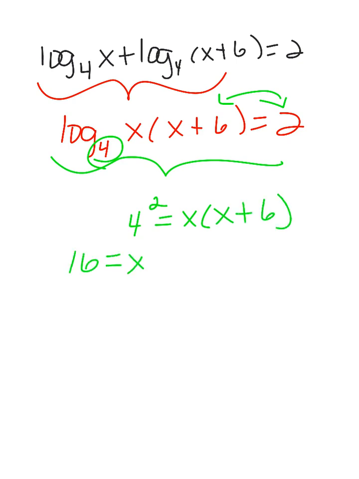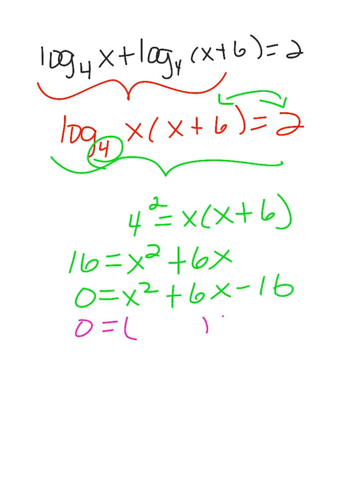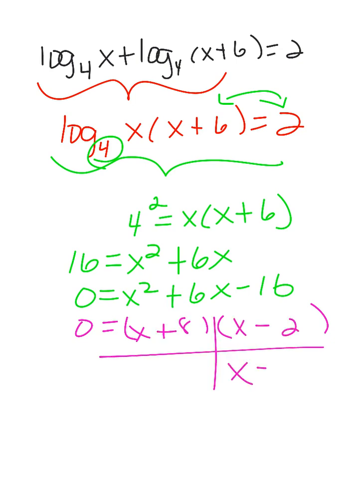16 equals x squared plus 6x. Minus the 16, 0 equals x squared plus 6x minus 16. We're going to factor: x plus 8 and x minus 2. We get x equals positive 2 and x equals negative 8. The 2 works, the negative 8 does not work. All right, let's try 5D.